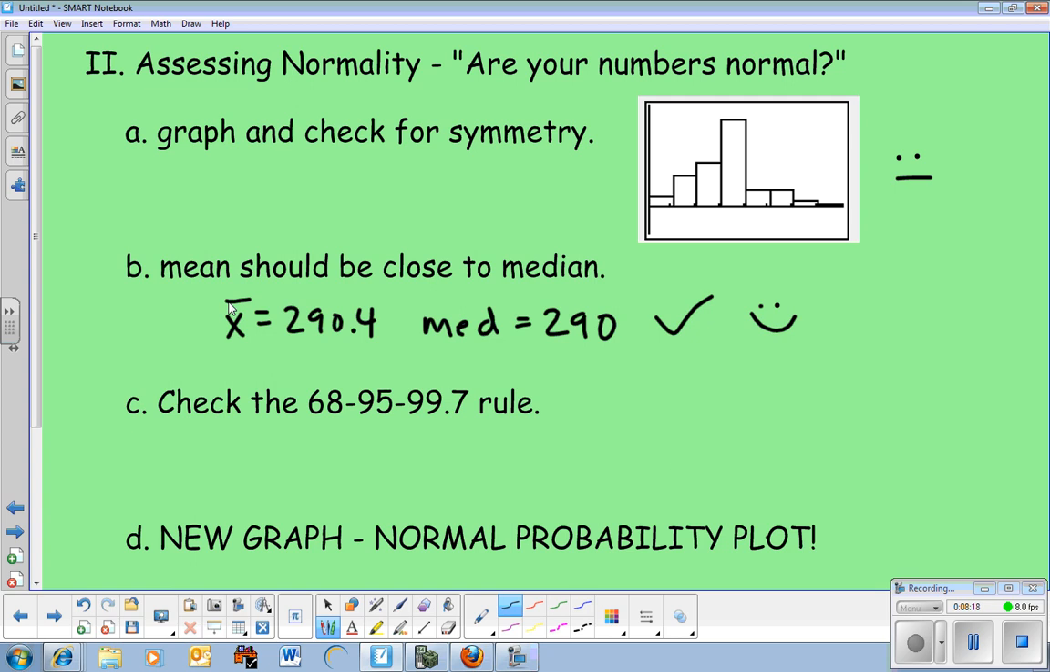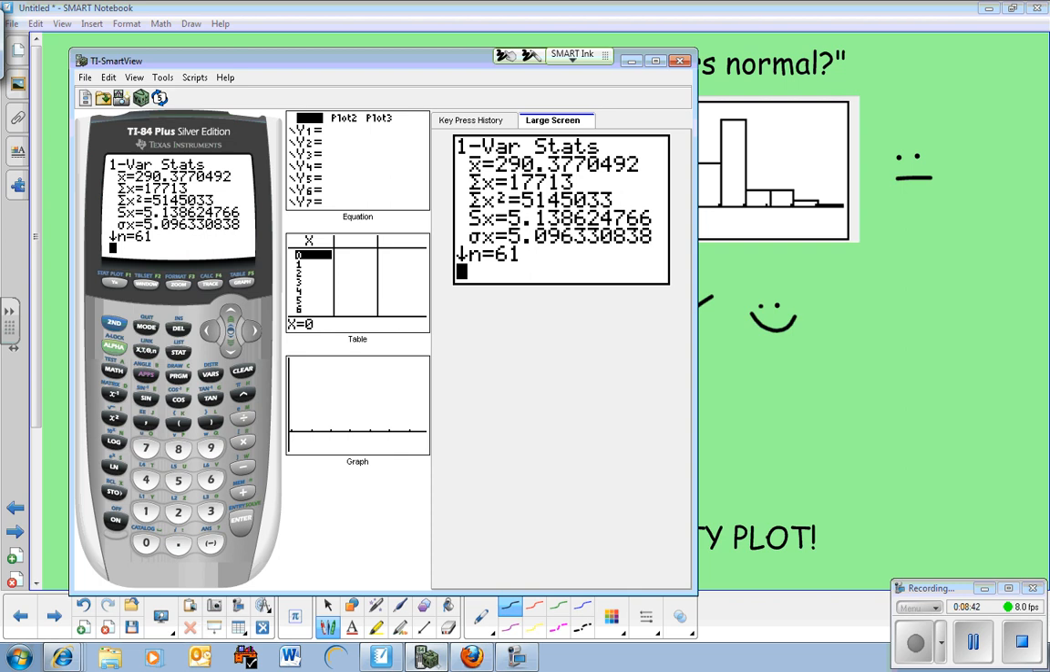All right, now this one takes a little bit of time. Check the 68, 95, 99.7 rule. So let's talk about that one. If it's normal, 68% of the data should be within 1 standard deviation of the mean. So let's look at our data again. X bar and S are our sample mean and standard deviation. So we had 290.4 and let's call that 5.1.